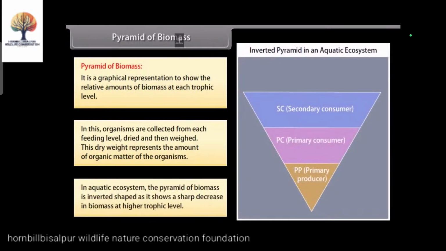In aquatic ecosystems, the pyramid of biomass is inverted, as it shows a sharp decrease in biomass at higher trophic levels.